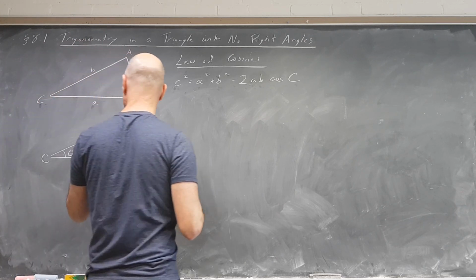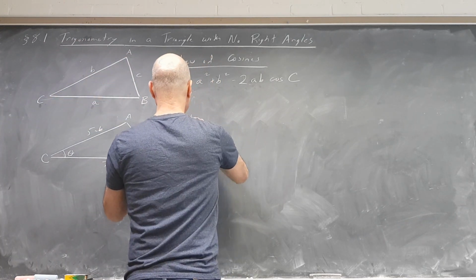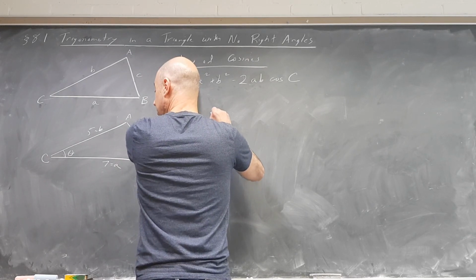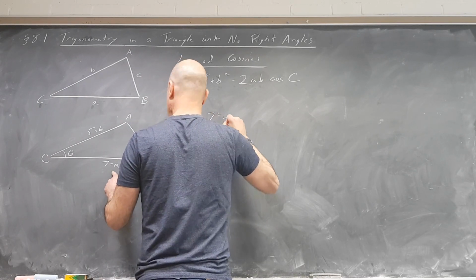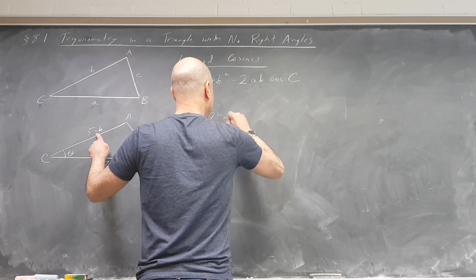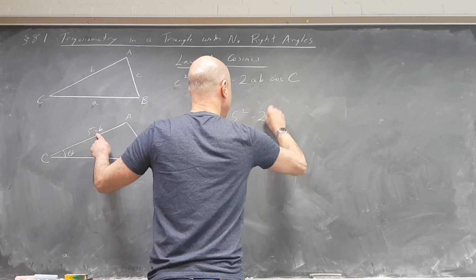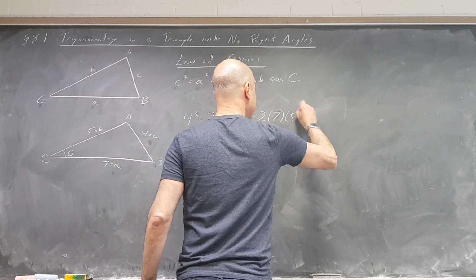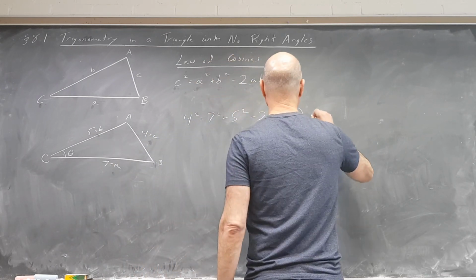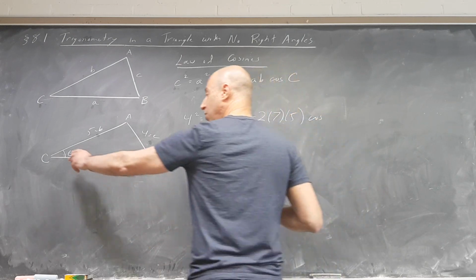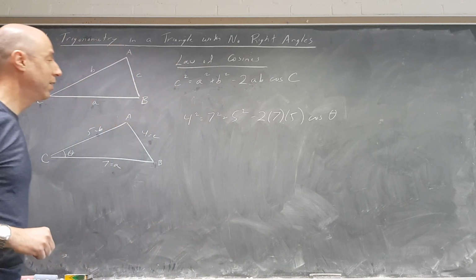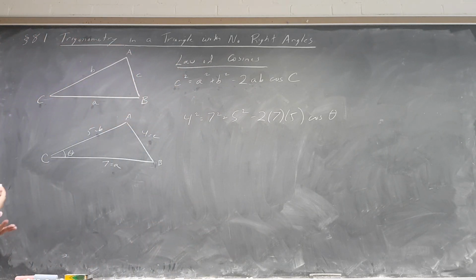So c squared, so 4 squared equals a squared, which is, down here, 7 squared, plus b squared, which is 5 squared, minus 2 times 7 times 5 times cosine of that angle C, which in this case I just called theta. So we want to get theta by itself. We want to figure out what theta is.